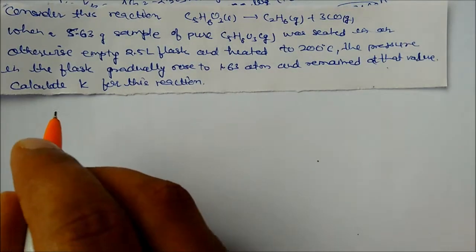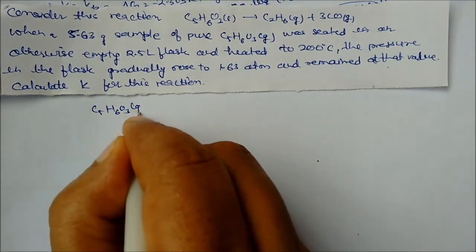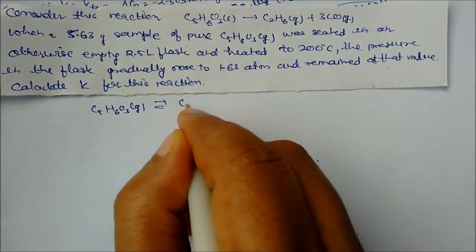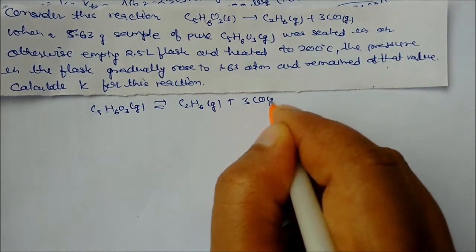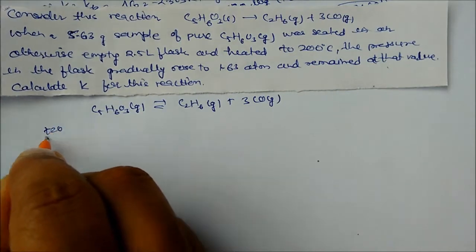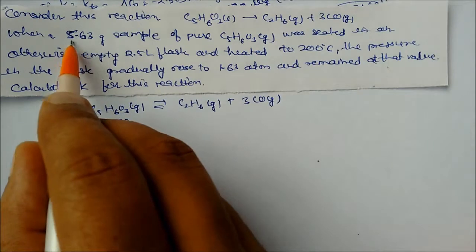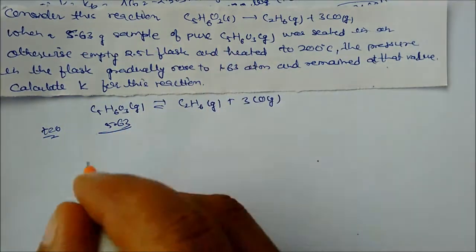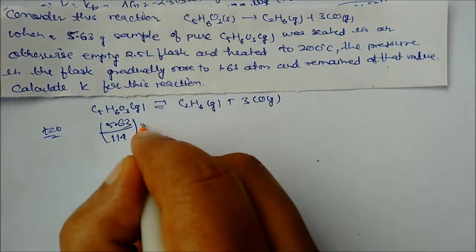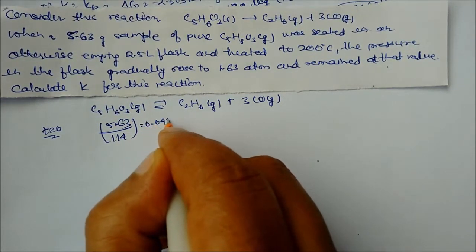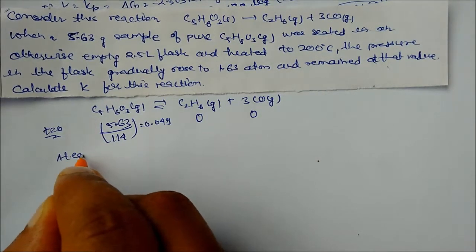So again we have to find the K value. Write C5H6O3, which on reaction gives C2H6 in gaseous state plus 3 carbon monoxide in gaseous state. At time t equal to 0, this will be 5.63 grams, so we have to find the moles. The molar mass, if you calculate it, comes to 114 grams, so the moles are 0.049. The initial amounts of the products will be 0 and 0. So at equilibrium, what will happen?